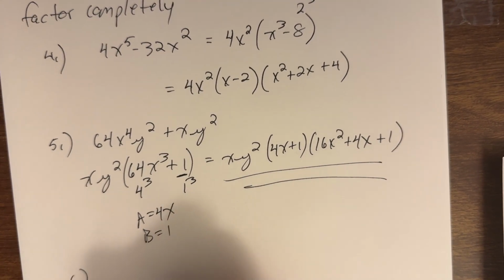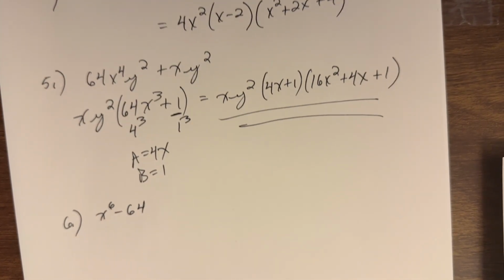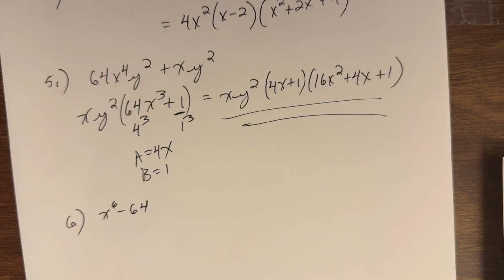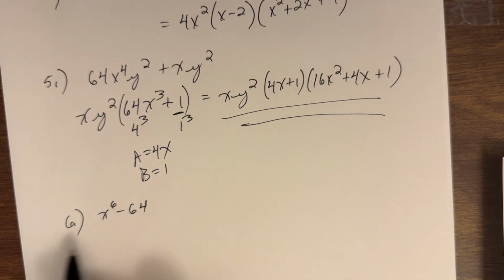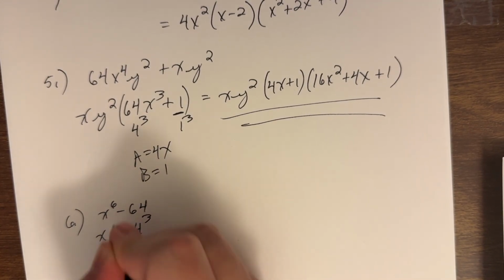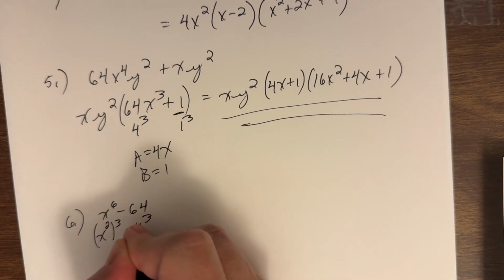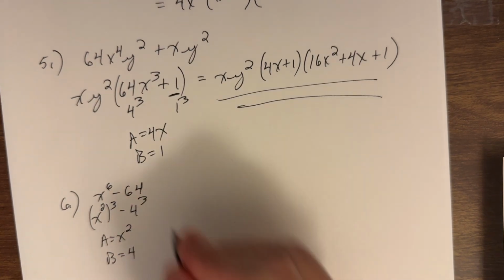And last but not least, let's look at x to the 6th minus 64. Because what happens in this one is a little interesting. I see my perfect cubes. There's also a way I could look at this as perfect squares, but let's look at this as cubes. 4 cubed, x squared cubed. I got a is x squared, b would be 4.